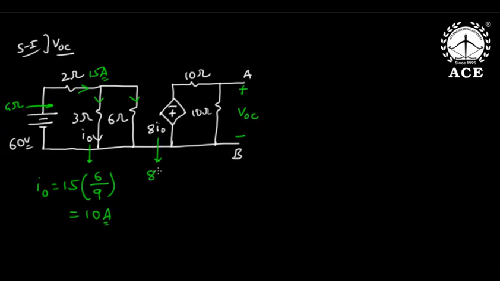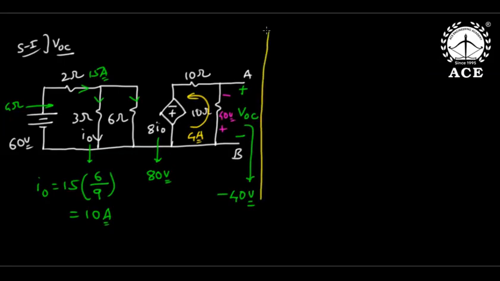Now I0 is 10 amperes. This is 8 into 10, 80 volts. Now really, 80 volts is seeing 20 ohms. This current is 4 amperes anti-clockwise. So when 4 amperes is entering this way, 4 tens are 40 volts. Then this will become minus 40 volts.